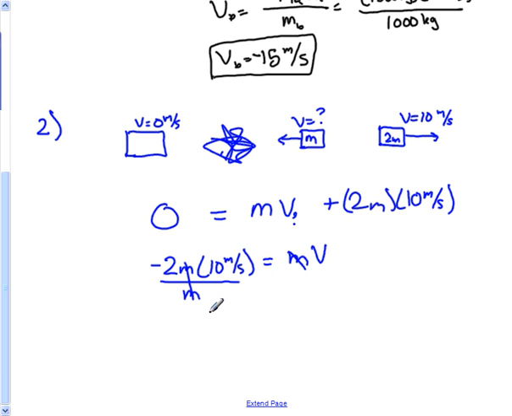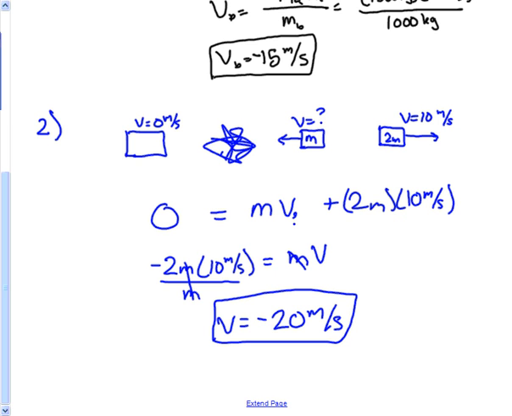These m's will cancel out, so we didn't actually need to know what the mass is, and we get that the velocity is equal to negative 20 meters per second. Now, if you look at conservation of momentum, you see that this is twice the mass of what this is. So to make sure that momentum equals, this has got to be twice the velocity of what this is, which is exactly what it comes out to be, negative 20 meters per second.